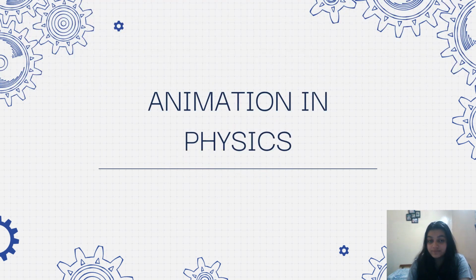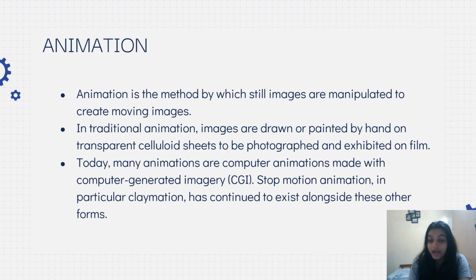Animation and physics. Before getting into animation and physics, let's understand what animation is. Animation is a method by which still images are manipulated to create moving images. In traditional animation, images are drawn or painted by hand on transparent celluloid sheets to be photographed and exhibited on film. Today, many animations are computer animations made with computer generated imagery, which is CGI. Stop motion animation, in particular claymation, has continued to exist alongside these other forms.